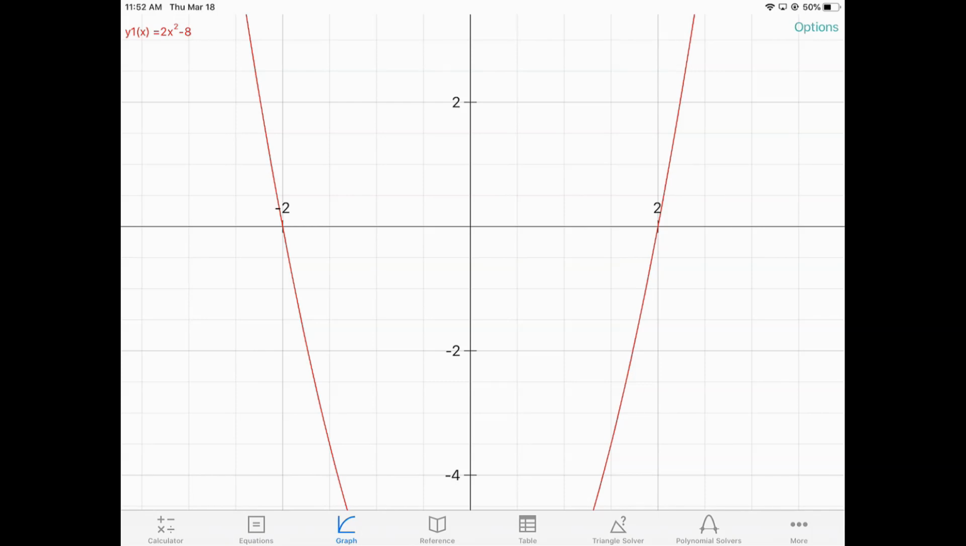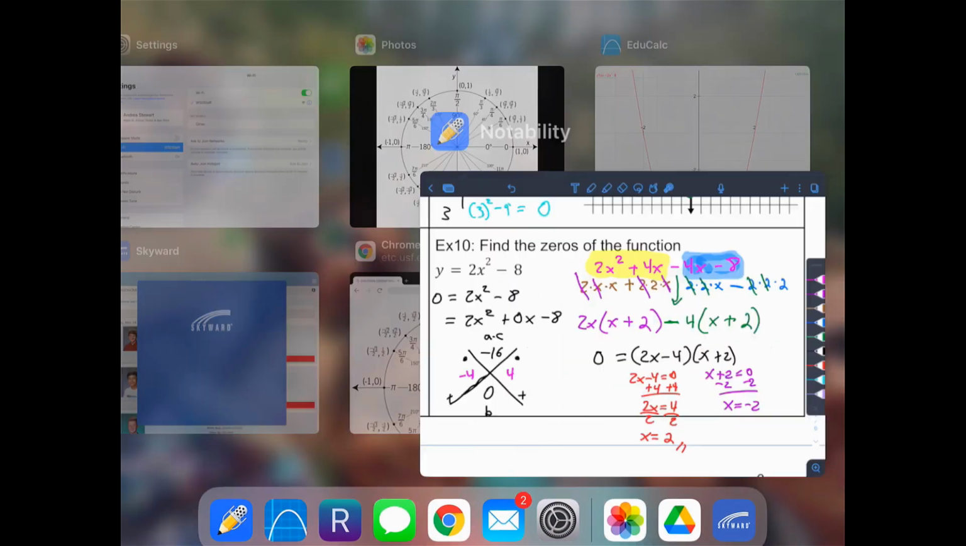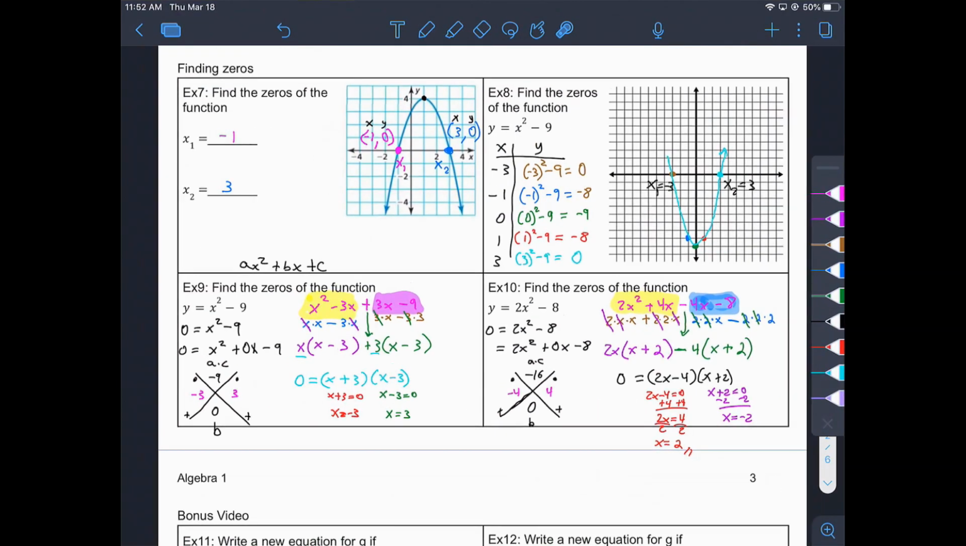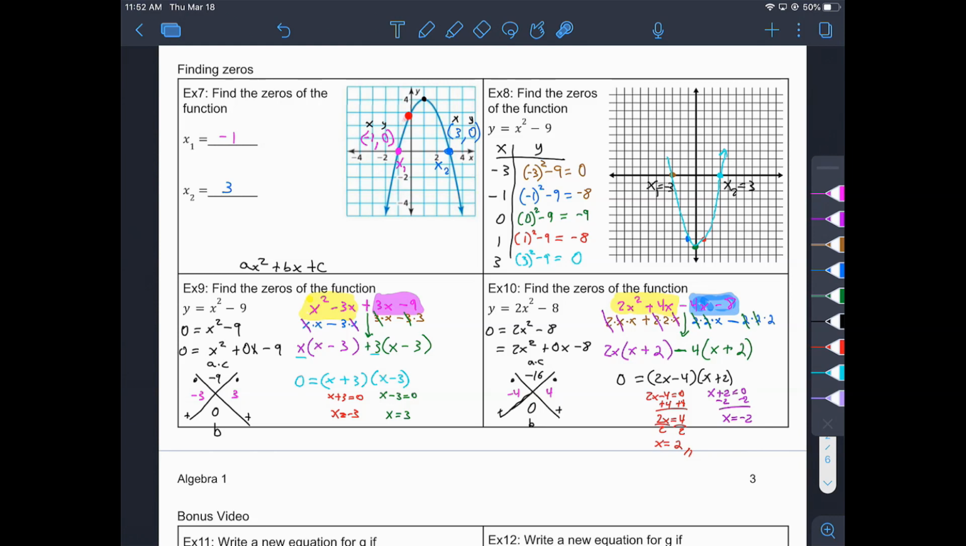All right. So don't forget that you can find the zeros by either looking at the graph and seeing where it crosses, by graphing it yourself and hopefully see where it crosses, or, as we did in chapter 7, factor it.